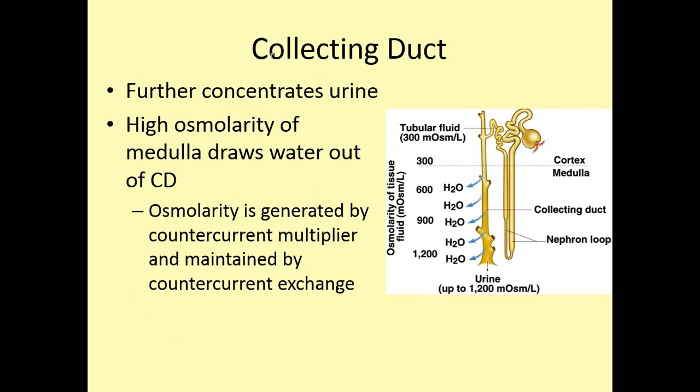At the collecting duct, we can retain even more water. Let's say we're particularly dehydrated. We can retain even more water at the collecting ducts by ensuring that there's enough osmolarity, enough solutes around the collecting ducts to ensure that water will continue to leave the collecting ducts rather than allowing that water to be peed out as urine.